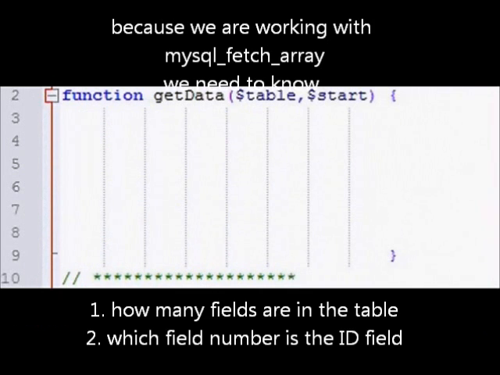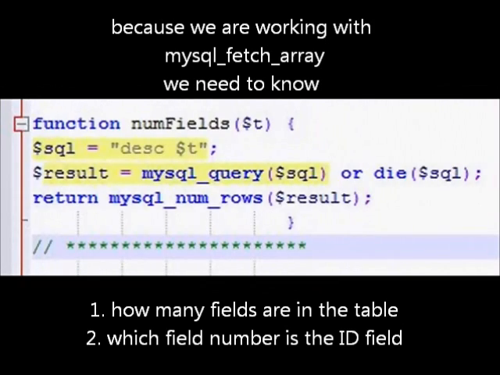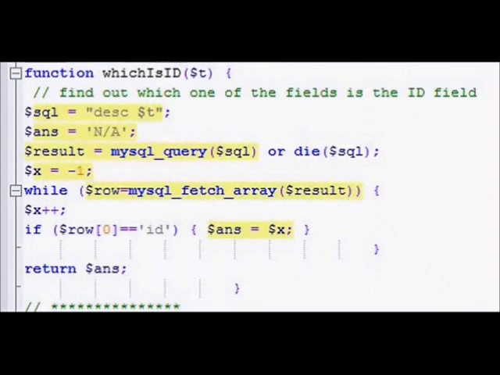So we begin by describing that table and getting the results there, because we want to know the fields. And if row ID equals 0, then answer equals X. What we're doing here is, because we're not sure which field the ID one is, of the 5 or 6 fields, we need to know which one of those is ID. Normally ID is written first, but it doesn't have to be. It could be anywhere. So just for safety's sake, we're going to describe the table, go through and find out which one of those fields is named ID, and then return that number.